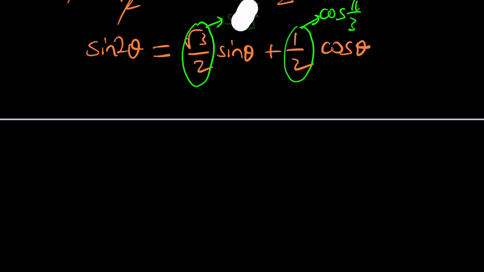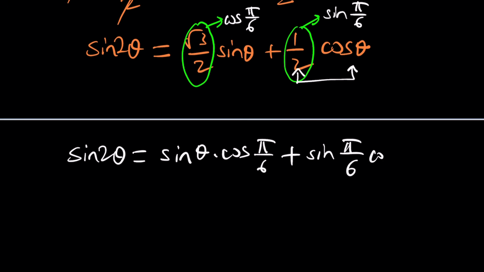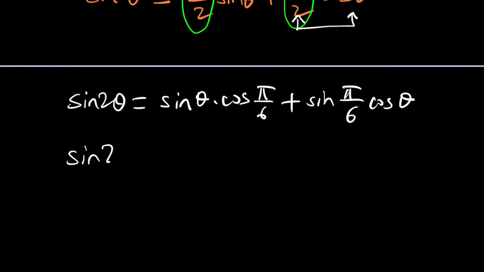So for that purpose, I'm going to go ahead and erase this and change these slightly. So instead of sine pi over 3, I can write cosine pi over 6. And for this one, I can write sine of pi over 6. And the reason behind that is simple. I want to use a heterogeneous equation like this one. Let me rewrite it. Sine of 2 theta equals sine of theta times cosine of pi over 6 plus sine of pi over 6 times cosine of theta.